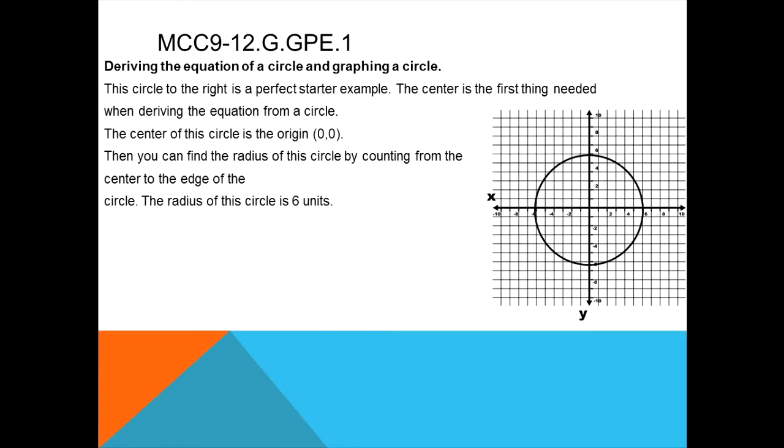On to the next standard. Deriving the equation of a circle and graphing a circle. The circle to the right is a perfect starter example. The center is the first thing we need when deriving the equation of a circle. The center of the circle is the origin 0, 0, which is in the middle of the graph. Then you can find the radius of the circle by counting from the center to the edge of the circle. The radius of the circle is 6, as we can tell by counting from 0, 0 all the way to negative 6 or positive 6, or to the y's of 6 or negative 6.